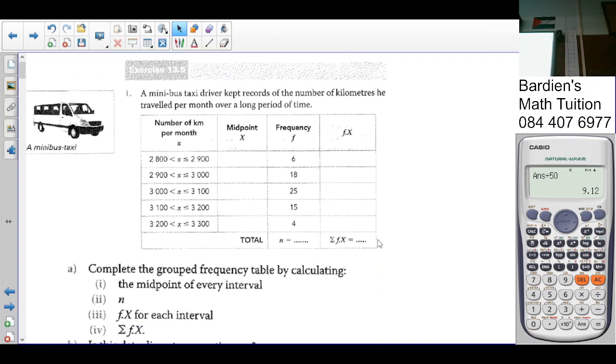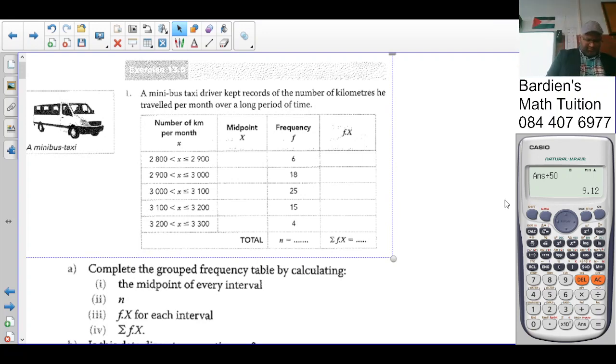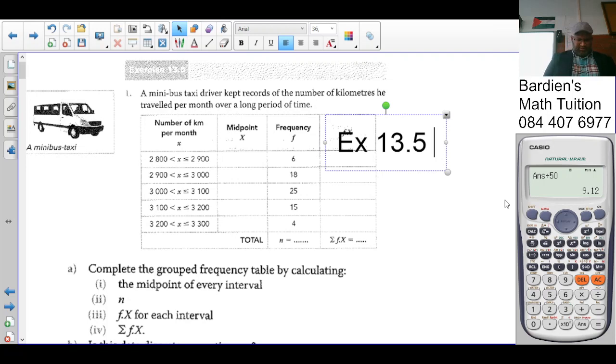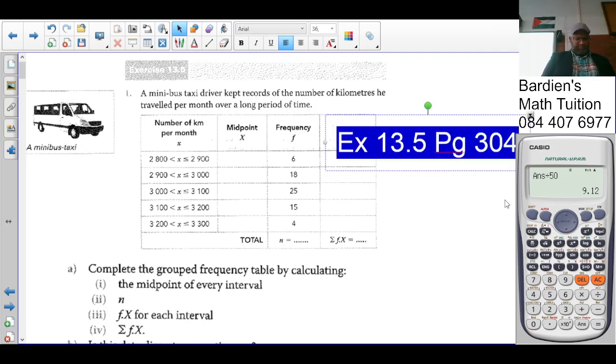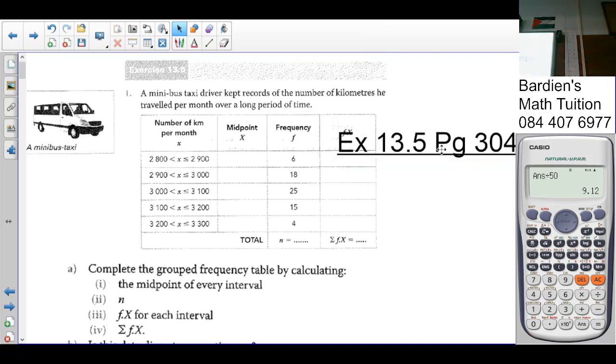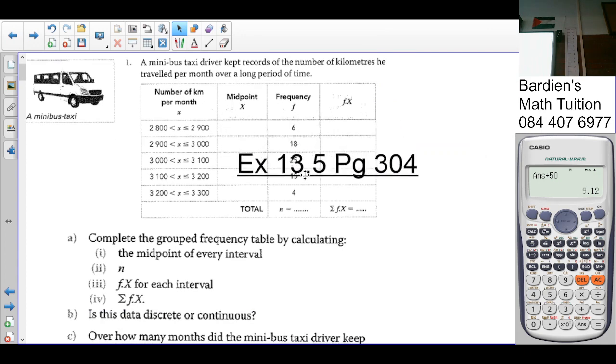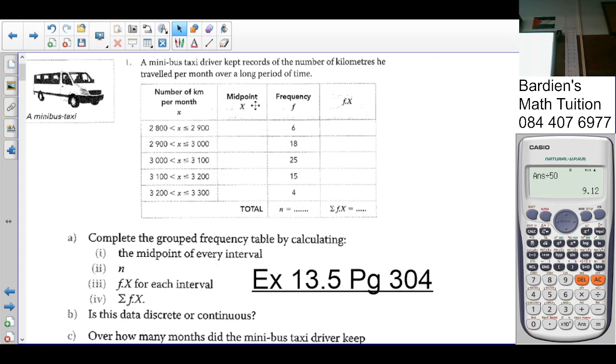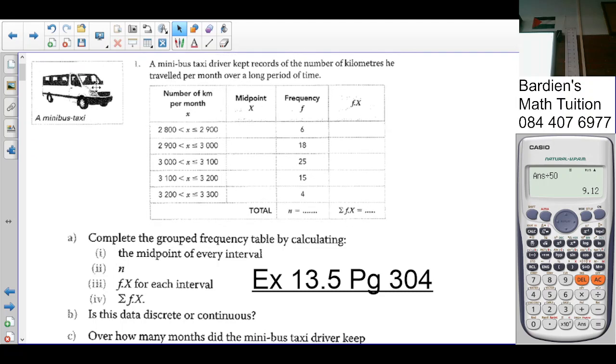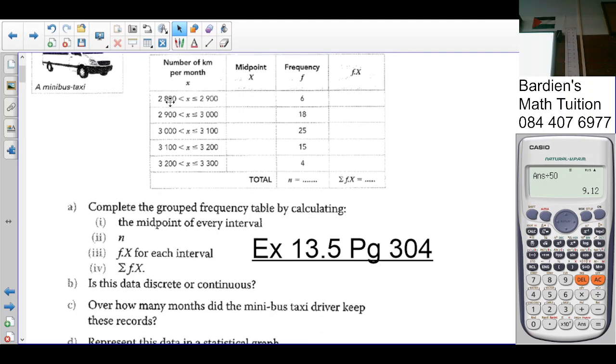Right, we are told that this is exercise 13.5, on page 304. Exercise 5 on page 304. A minibus taxi kept records of the number of kilometers it traveled per month over a long period of time. Okay? That's a minibus taxi for those of you who don't know what a minibus taxi is. Right?